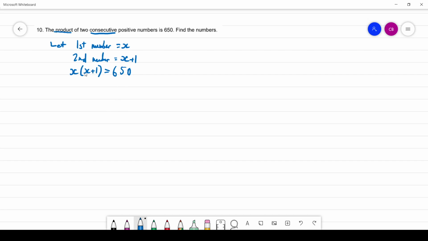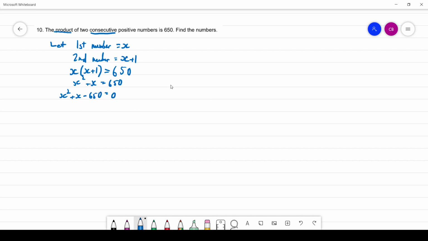So let's keep going. Let's expand these brackets. x squared plus x equals 650. Oh, geez, we got to work this out, don't we? Let's subtract 650 from both sides. We will get x squared plus x minus 650 equals 0.